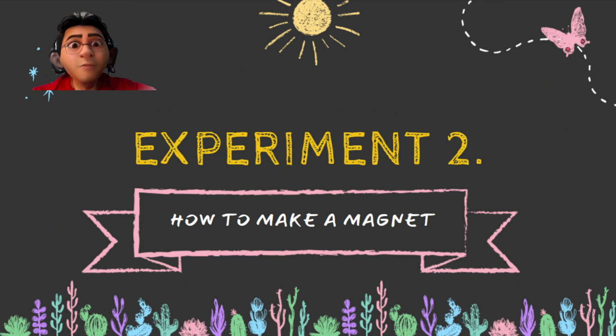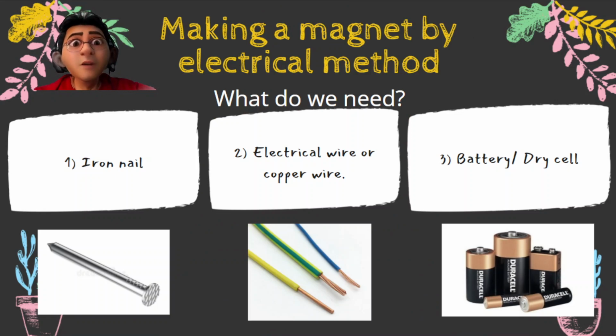So experiment number 2, how to make a magnet is by using electricity. If you can see here, making a magnet by electrical method. So how do we do it? What do we need? An iron nail, electrical wire or copper wire. Here is copper wire. And battery or dry cell.